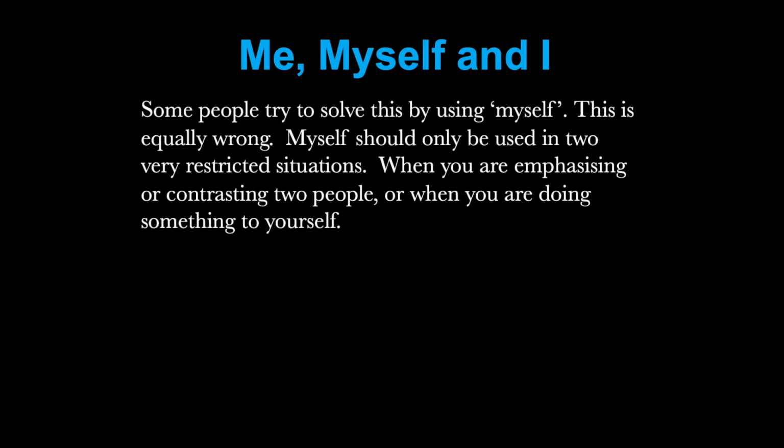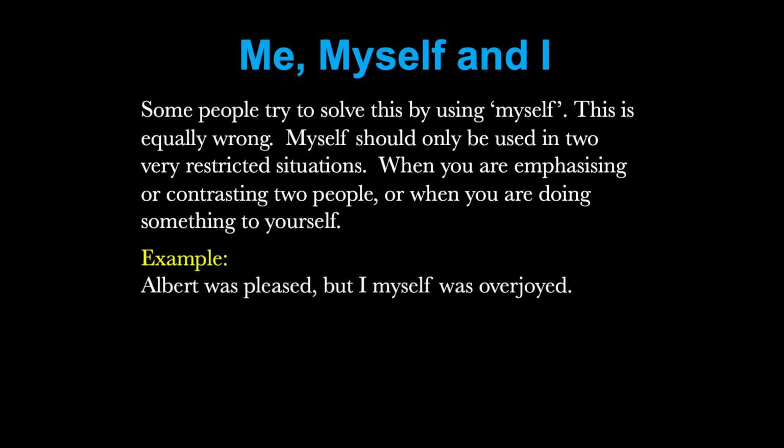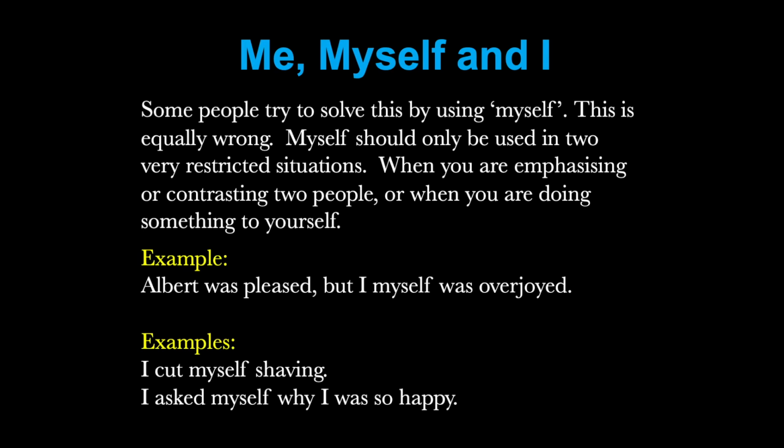Those who are a bit puzzled by this sometimes resort to using the word myself instead of the word I or me. But this is equally wrong. Myself should only be used in two very restricted situations: when you are emphasizing or contrasting two people, or when you are doing something to yourself. Here are some examples. Albert was pleased, but I myself was overjoyed. There, the contrast between Albert and I. Or, I cut myself shaving. I asked myself why I was so happy. There, talking about things we're doing to ourselves.